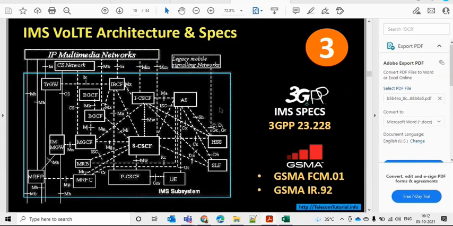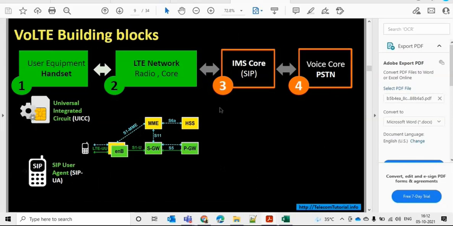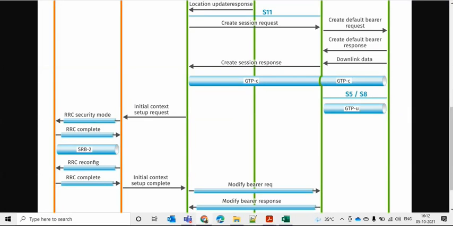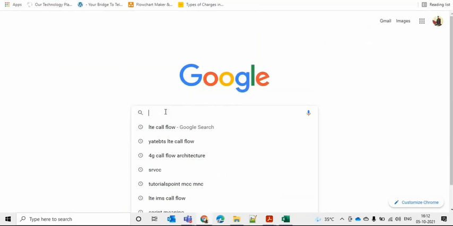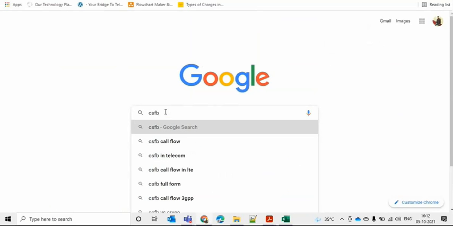And there is a concept of SRVCC and CSFB as well. For example, I'm in an area right now. CSFB.